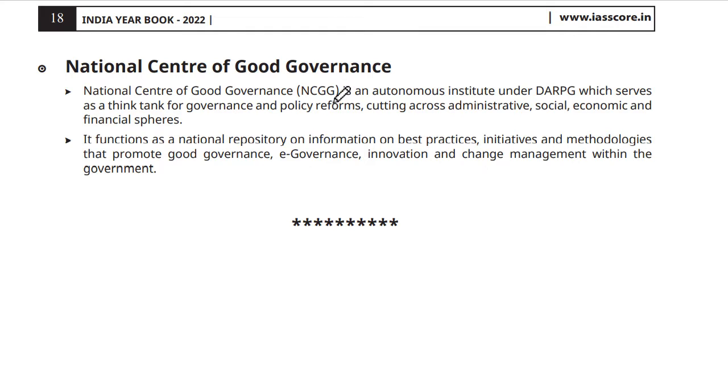National Centre for Good Governance. The National Centre for Good Governance is an autonomous institute under DARPG which serves as a think tank for governance and policy reforms cutting across administrative, social, economic and financial spheres. It functions as a national repository of information on best practices, initiatives and methodologies that promote good governance, e-governance, innovations and change management within the government.